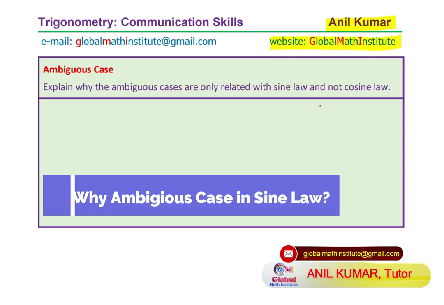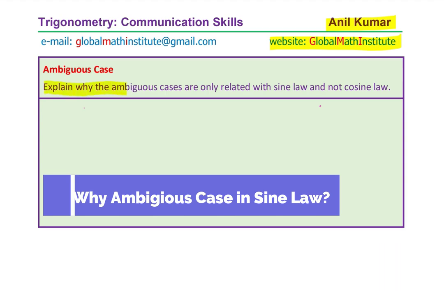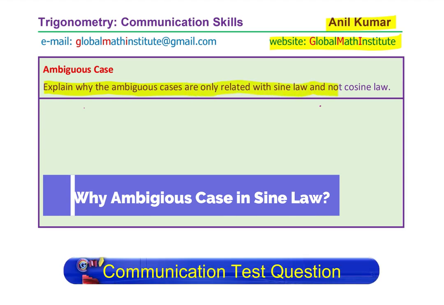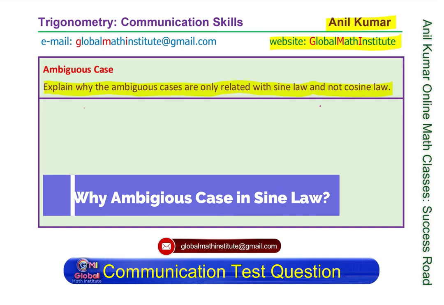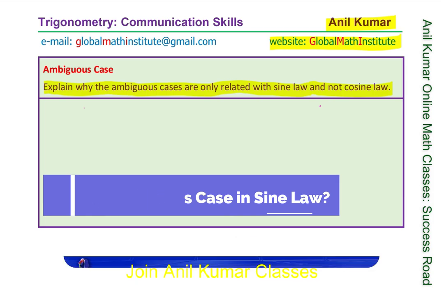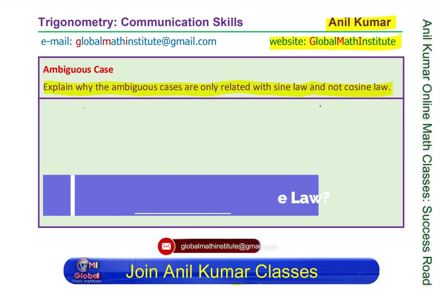In this video, we have the answer to a very important communication question: explain why ambiguous cases are only related with sine law and not with cosine law. This is seen in test papers many times, and let us see how we answer this particular question.